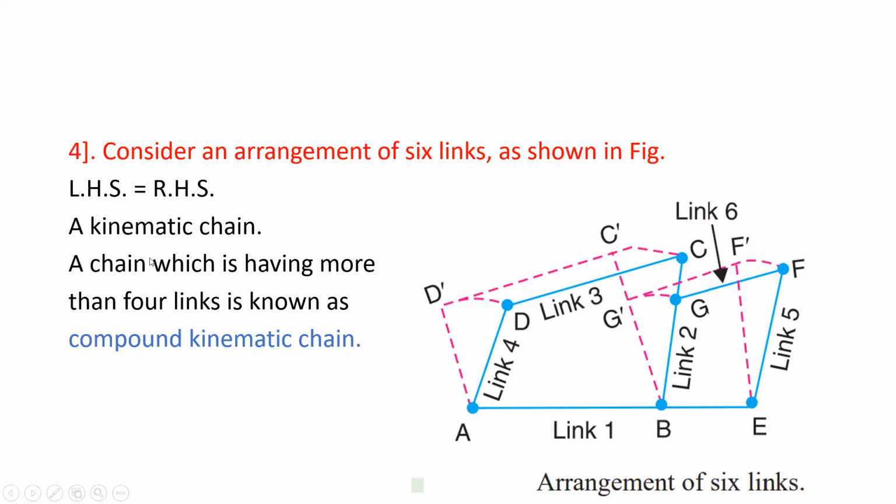Now here it is a chain which is having more than 4 links. Such a chain is known as a compound kinematic chain. If the number of links is greater than 4, it is called a compound kinematic chain.